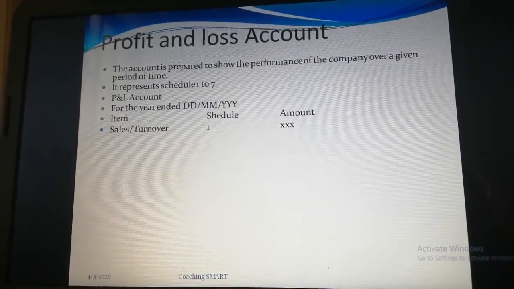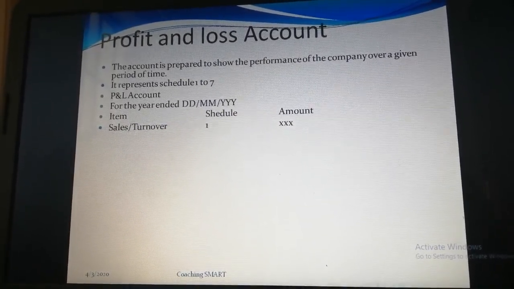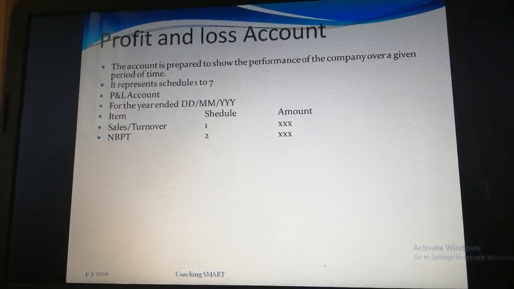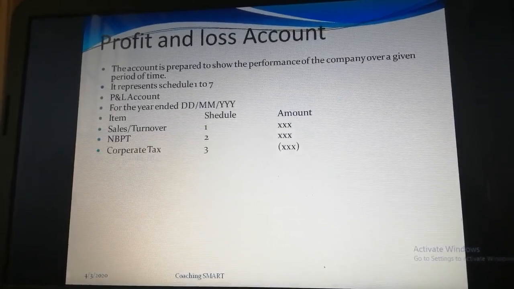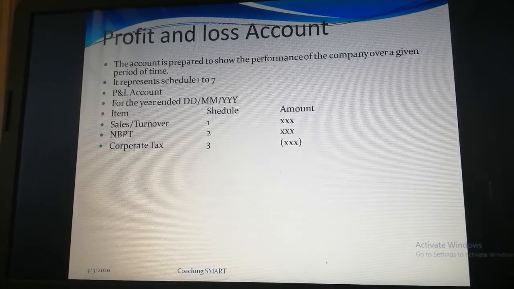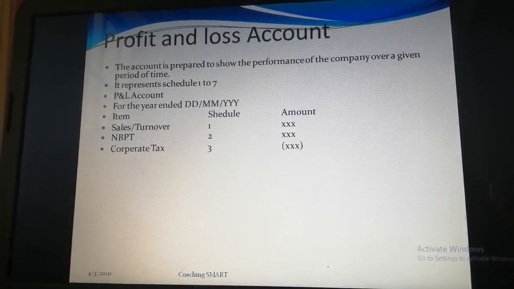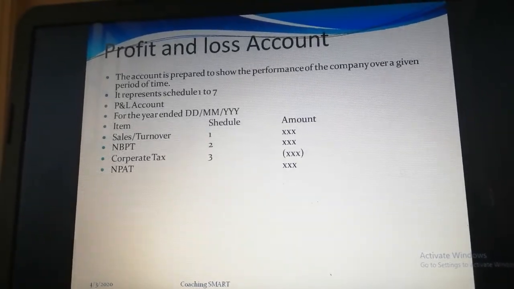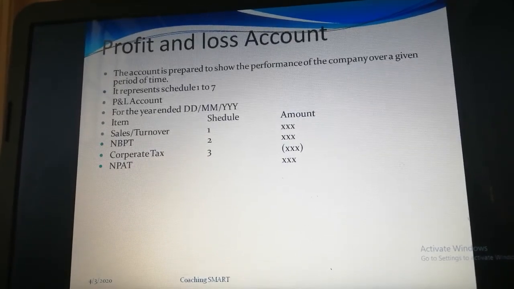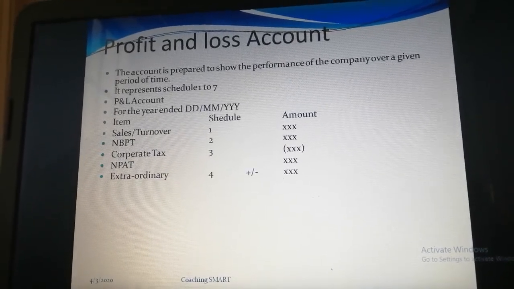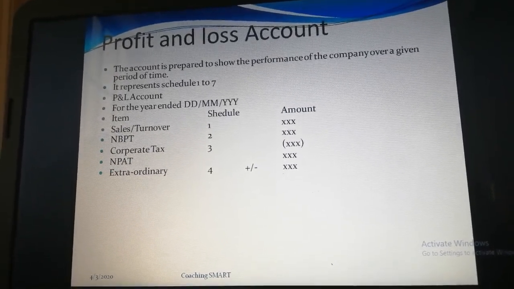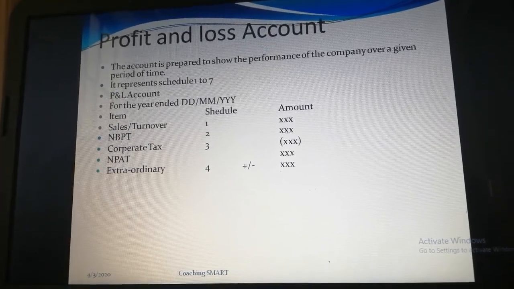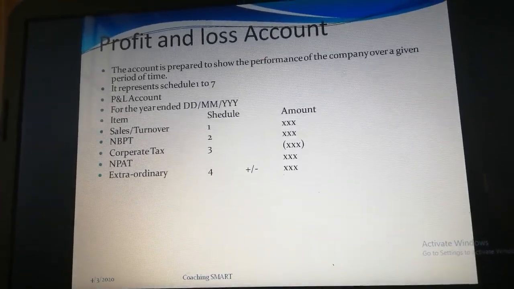So sales, stock turnover, we have schedule 1. Net profit before tax, schedule 2. Corporate tax, schedule 3, which you less from net profit before tax. What you get is net profit after tax. Extraordinary items, which is schedule 4, you either add or subtract. This is based on foreign exchange effect.